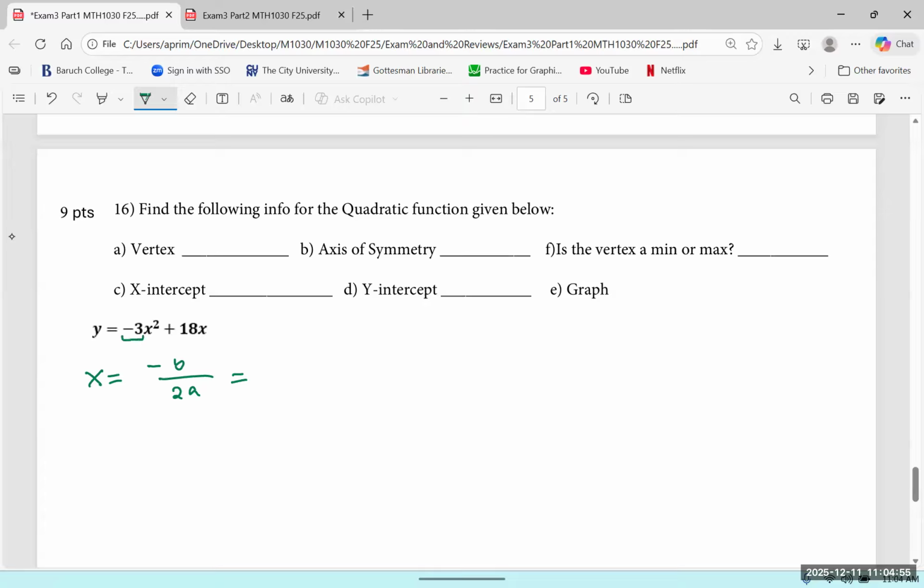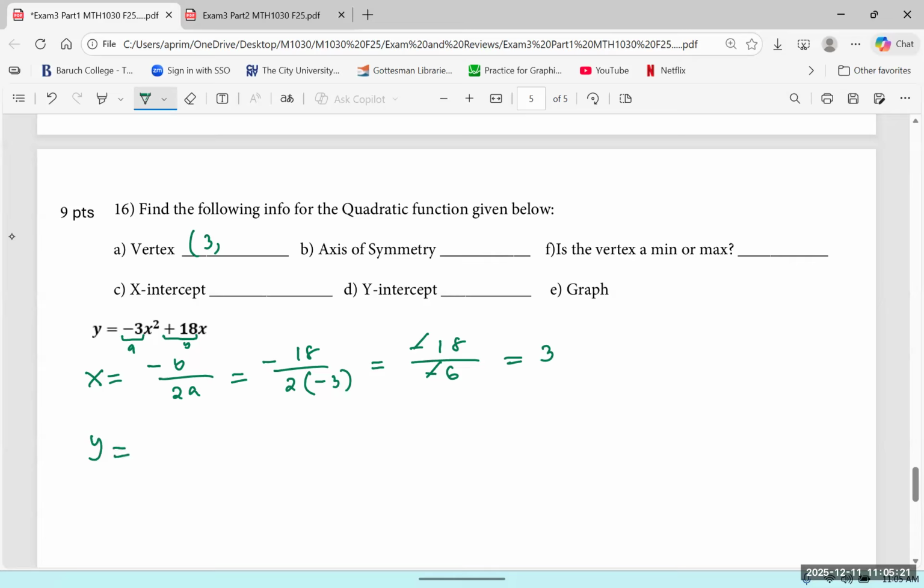So we have, this is a and this is b. So negative 18 over 2 times negative 3. So you get negative 18 divided by negative 6. The negatives cancel out. 6 goes into 18 how many times? 3 times. So the x value of the vertex is 3, but we also need the y value.